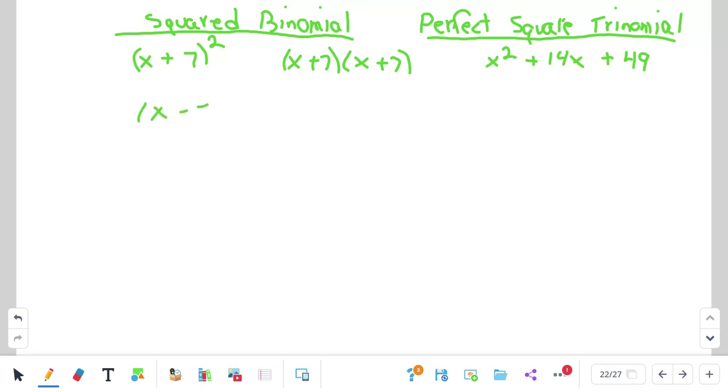x minus 5 squared would be x minus 5 times x minus 5. Multiply the first pair, you get x squared. Multiply the outside pair, you get negative 5x. Multiply the inside pair, you also get negative 5x, so that's negative 10x. And then multiply the last pair, you get plus 25.